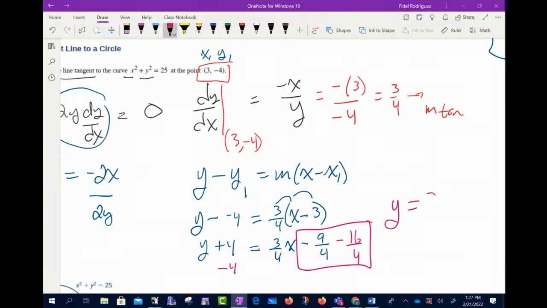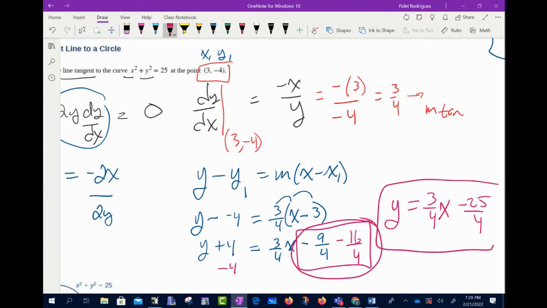So look, we should end up with a y equals 3 over 4 with an x. Question, what is a minus 9 minus 16? Negative 25, very good, but all over 4. And here is the equation of our line tangent to that circle, x squared plus y squared equals 25 at that particular point.